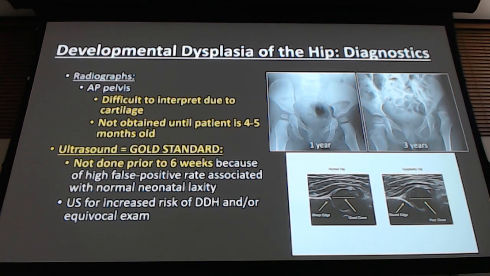Why? What does it say there? High false positive, because they're loosey-goosey, right? So they start to tighten up. That capsule starts to stiffen over the first 6 weeks of life. So if you're doing an exam, do you think your exam is very important with PDH? Yes, super important, paramount. You must be able to do this exam if you're working in certain settings, because you have to wait 6 weeks, or you have to wait 4 to 5 months. So your exam is paramount.